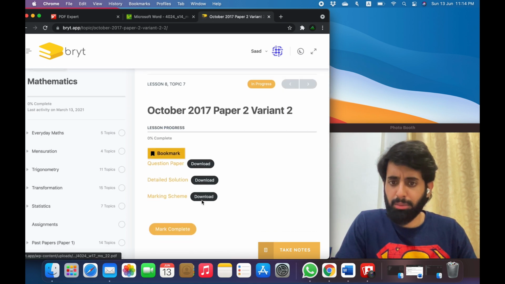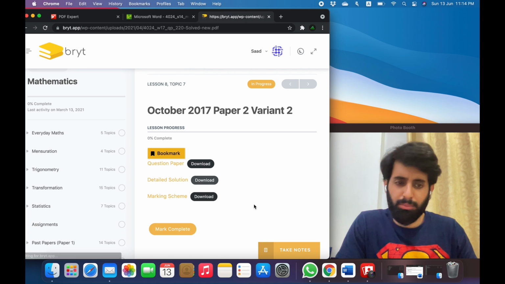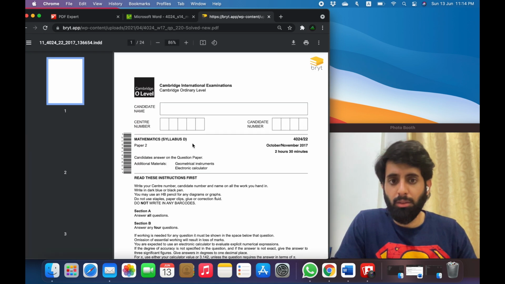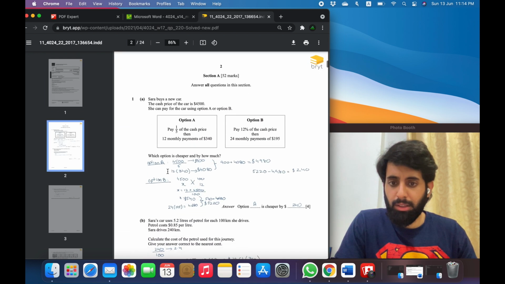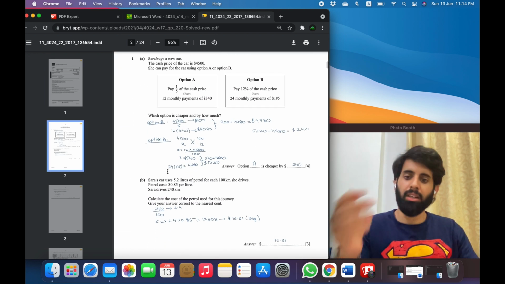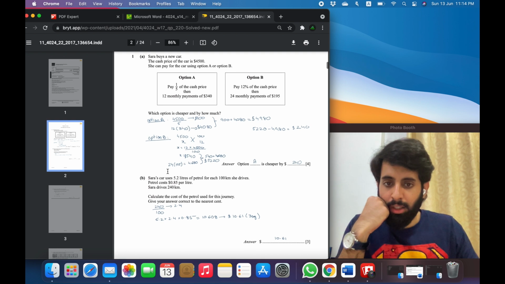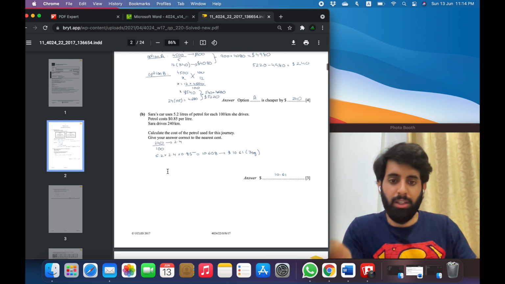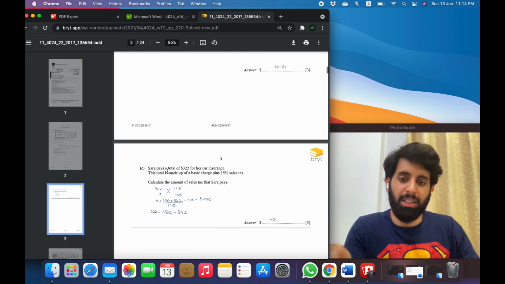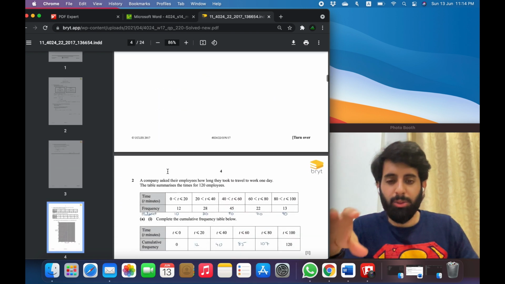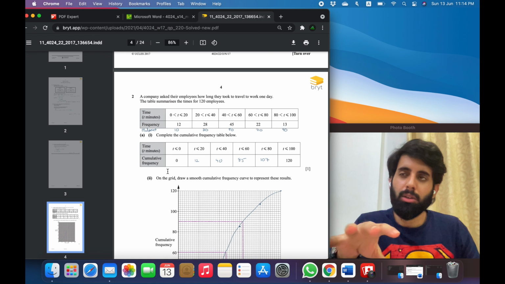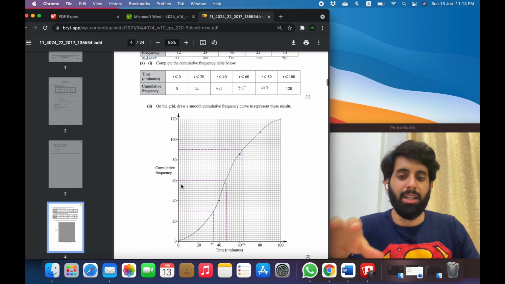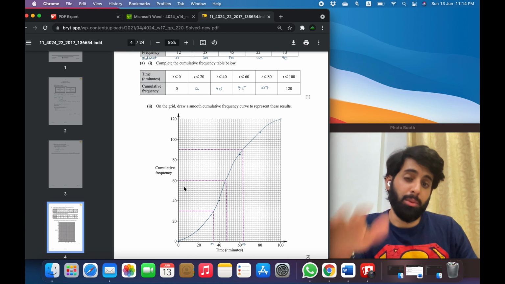So again, here's the question paper, detailed solution, marking scheme. So we both know what the marking scheme looks like. With paper two, the marking scheme is not as detailed as some students would like. So here you'll see all the things that you would like to see in a detailed solution. And if you're practicing past papers on your own and there's a question in which you're unable to make out what exactly the marking scheme means or how exactly you get to the final answer.